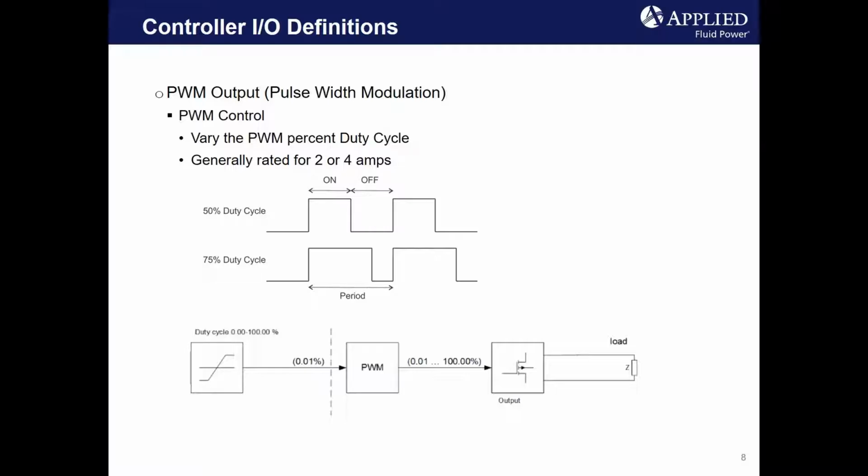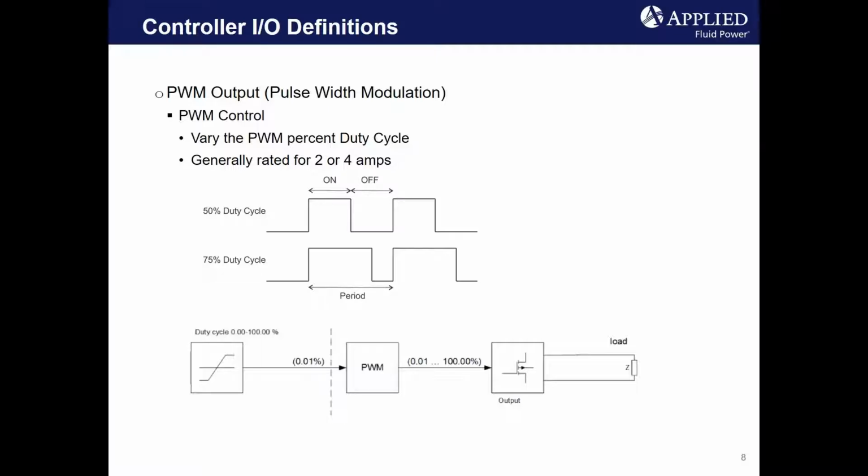PWM control, or pulse width modulation, is the process of turning the switch between the supply and the load on and off at a fast rate. In return, the average voltage value applied to the load can be varied. The amount of time the output is switched on versus off is the duty cycle, as you can see in the diagram below. A 50% duty cycle would represent the same amount of time on as it would off, where a 75% duty cycle would be 75% of the time on versus 25% of the time off.